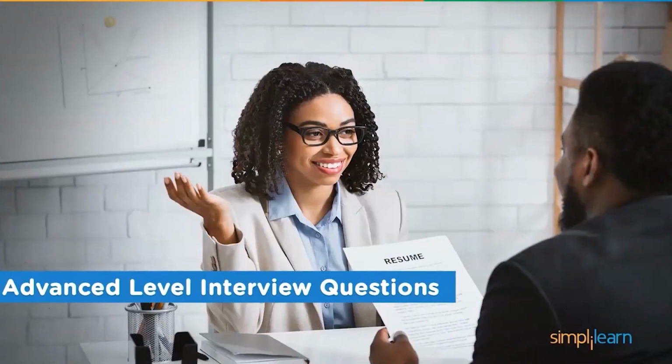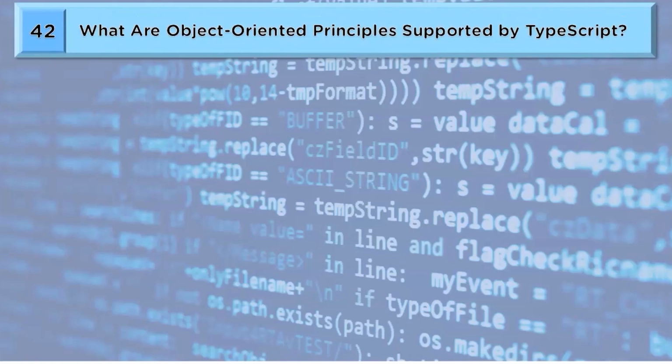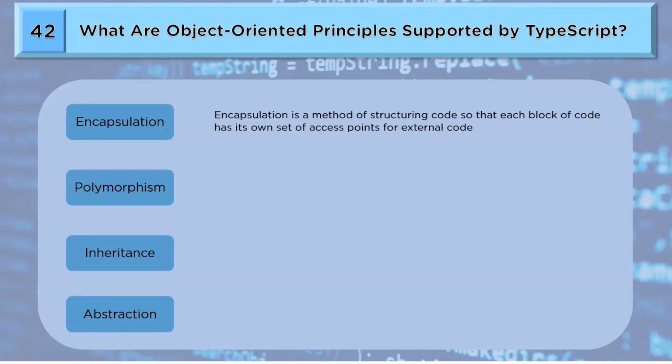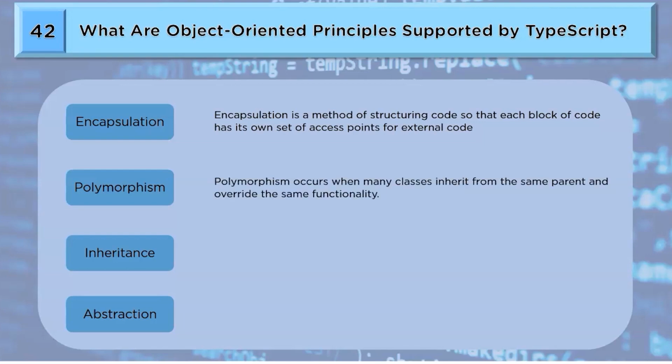Now we will look at advanced level interview questions. What are object-oriented principles supported by TypeScript? All object-oriented principles, encapsulation, inheritance, polymorphism, and abstraction, are supported by TypeScript. Encapsulation is a major component of object-oriented programming languages, and it's a method of structuring code so that each block of code has its own set of access points for external code. Polymorphism occurs when many classes inherit from the same parent and override the same functionality. Each of those child classes is now responsible for implementing a property or method, but they may do so in their own unique way.